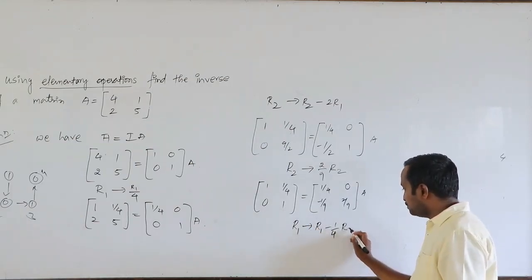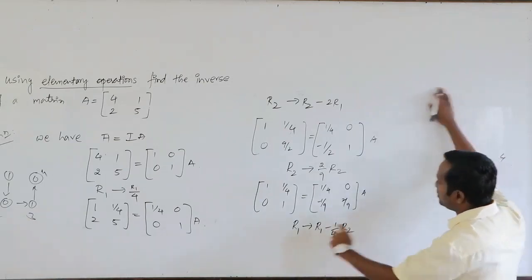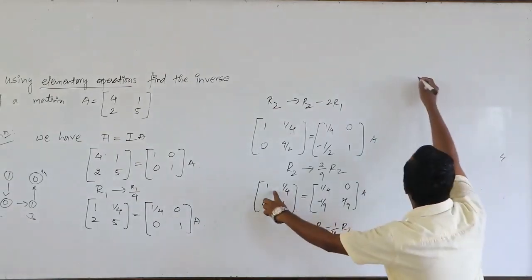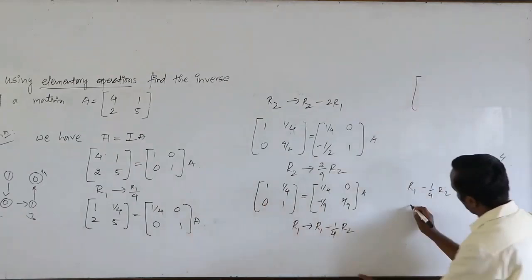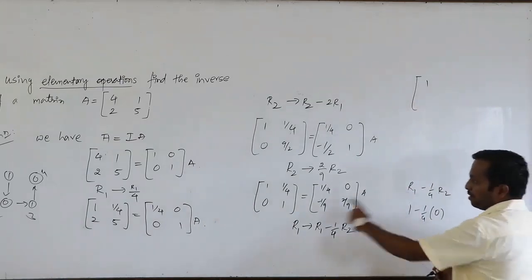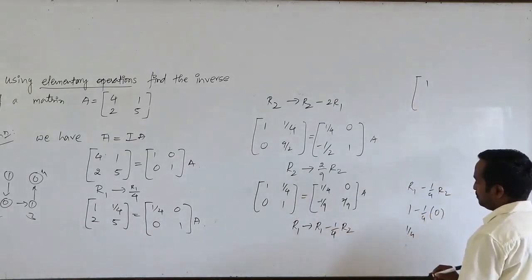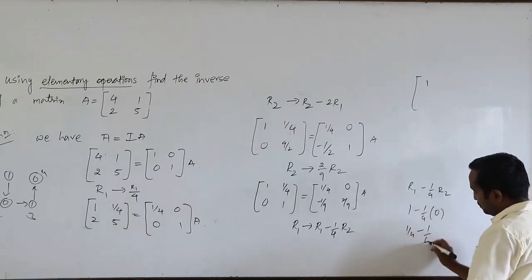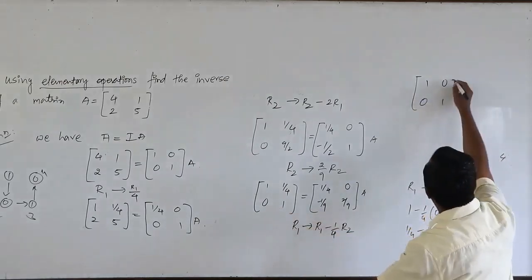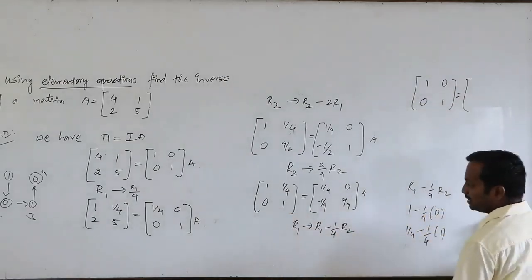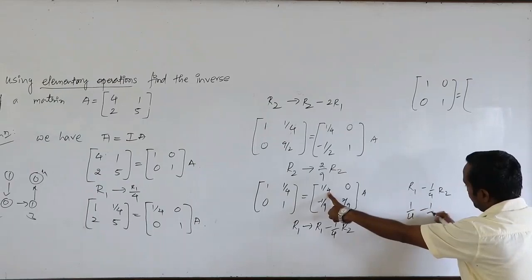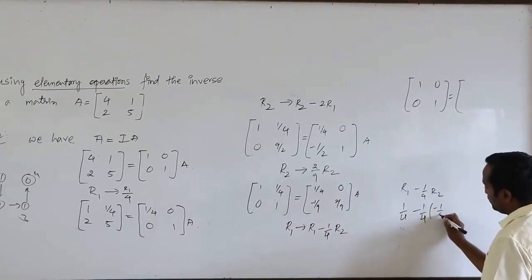R1 minus 1 by 4 R2. Be careful. Apply the operation: R1 minus 1 by 4 R2. R1 is 1 minus 1 by 4 into 0, so it is 1. Next, R1 is 1 by 4 minus 1 by 4 into 1. It becomes 0. Next it is 0, 1. Keep as it is. Make the calculations very carefully here. R1 is 1 by 4, 1 by 4 minus 1 by 4 of R2, which is minus 1 by 9.